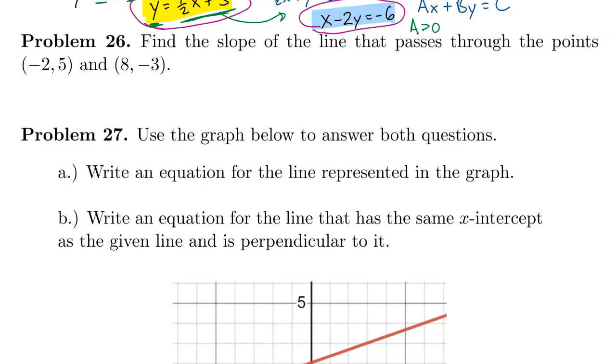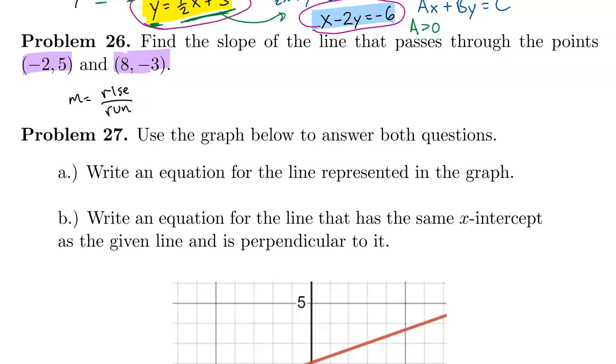In problem 26, we want to find the slope of the line that passes through these two given points. You might recall that slope expresses rise over run, and what that means is it's the change in the y values divided by the change in the x values.